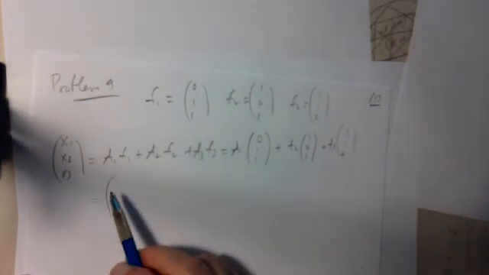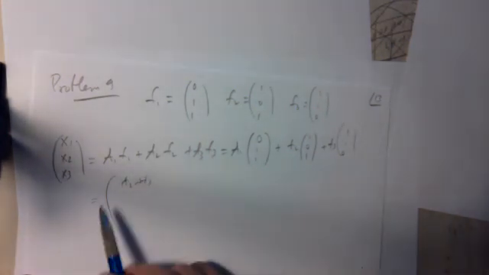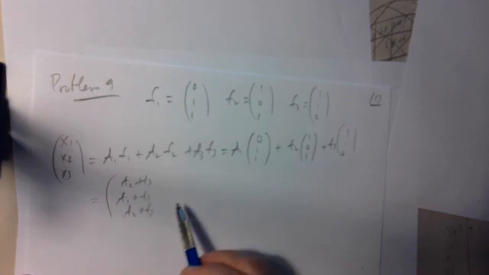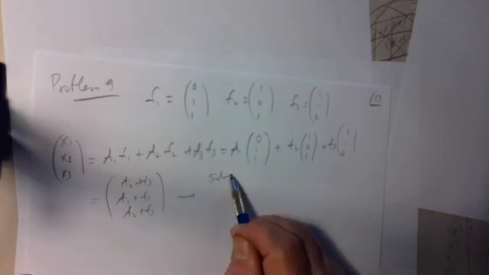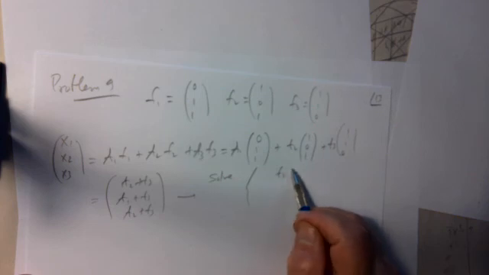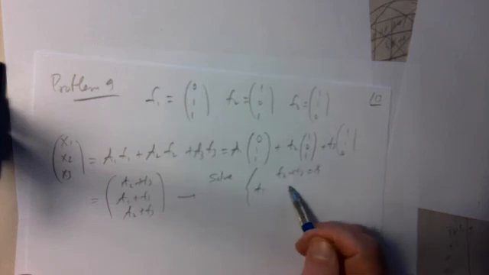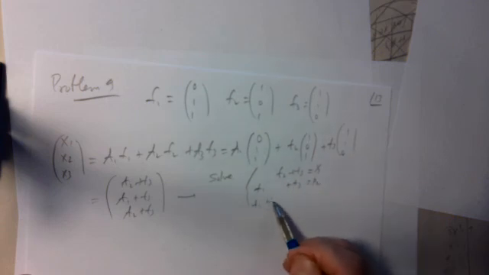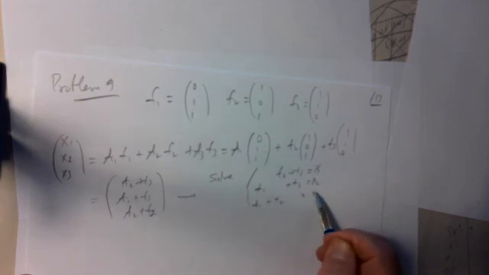So when I add, I get (t2 plus t3, t1 plus t3, t1 plus t2). So this gives me a set of linear equations to solve. So I want to solve the system of equations t2 plus t3 equals x1, t1 plus t3 equals x2, t1 plus t2 equals x3.